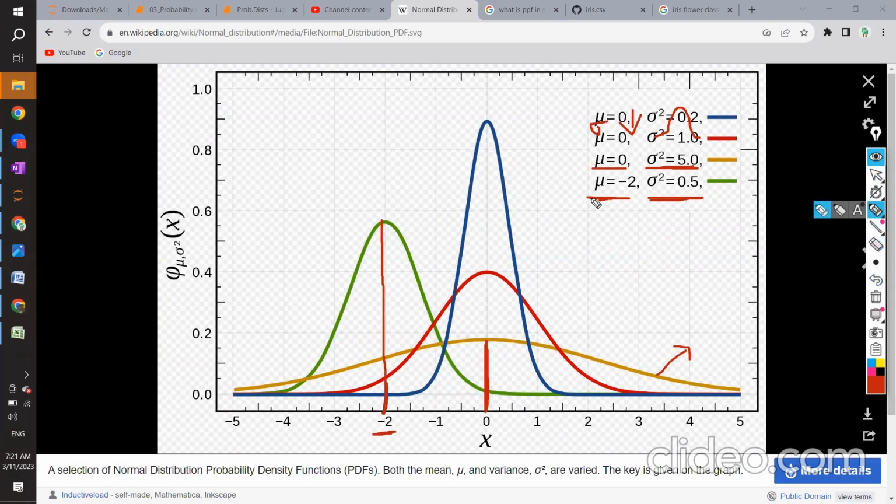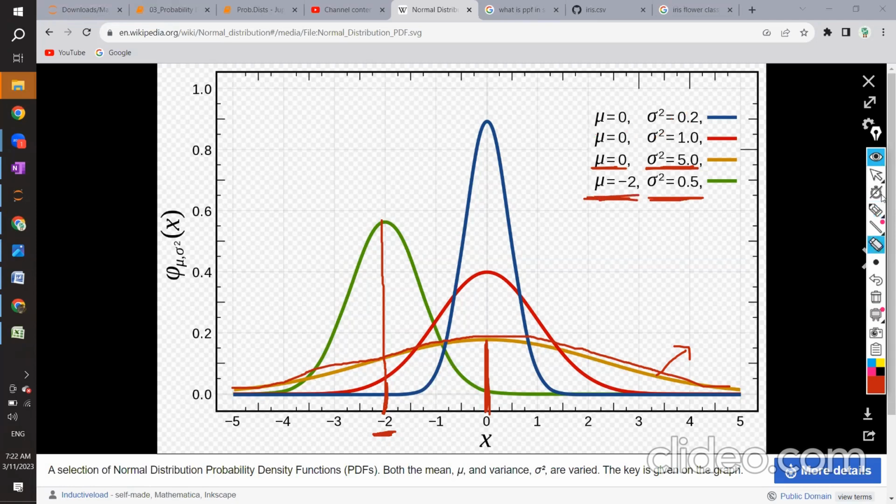See here, for this green one, the mean is 2, standard deviation is 0.5. Okay, put it aside. For the orange one, the mean is 0, but the standard deviation is 5. That's why you see how much the spread is around the mean. Very large, elongated. The graph is elongated around the mean. Getting, guys? But for the green one, mean equal to -2, it is not that elongated.